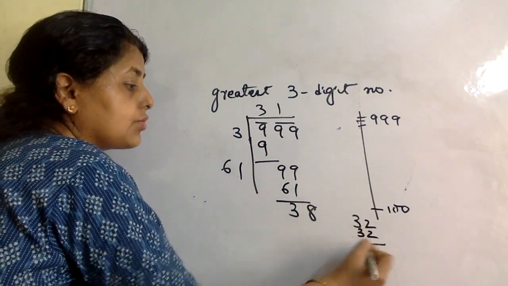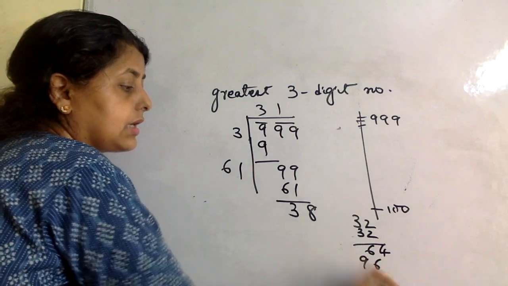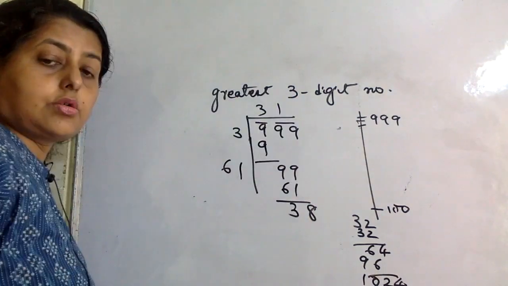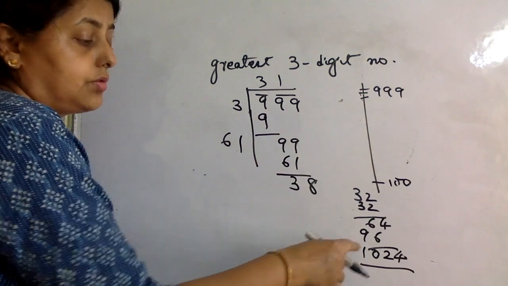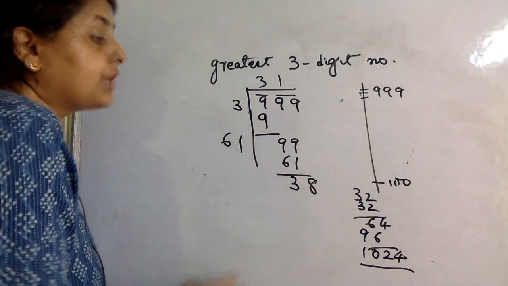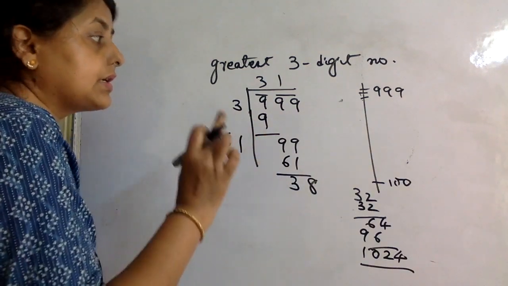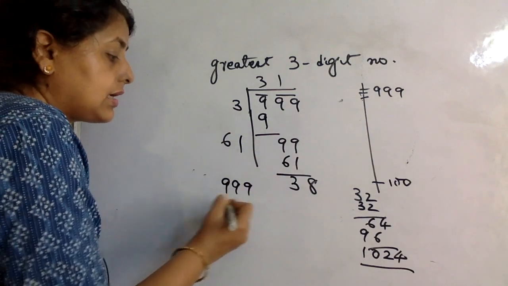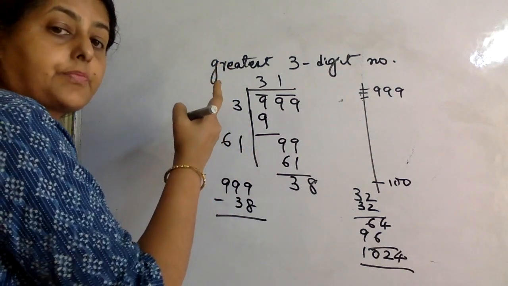32 into 32, say 4, 6, and then this is 6 and 9 and 4 and 12, and see it has crossed, okay. As you can see, it has crossed 3-digit numbers. So we have to stay within 3-digit numbers, and hence the greatest 3-digit number which is a perfect square is 999 minus 38. Basically we are trying to find 31 square, okay.